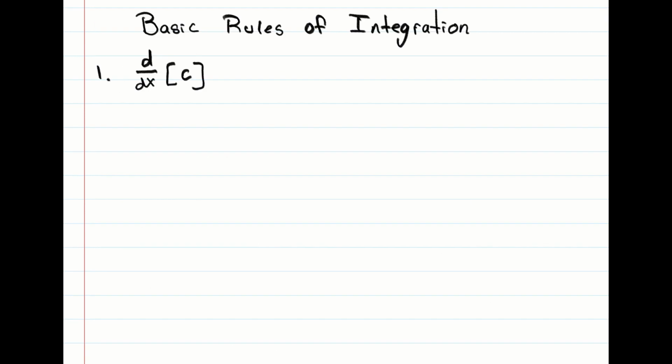The first rule is, if I take the derivative of a constant, we know that the derivative of any constant is 0, right? So if we go backwards, what is the antiderivative of 0, with respect to x? What is the integral of 0? Well, the integral of 0 is just any constant c. So that is the first rule: the derivative of any constant is 0, so the integral of 0 is just any constant c. That is rule number 1.